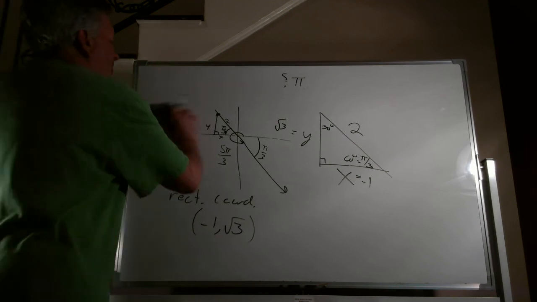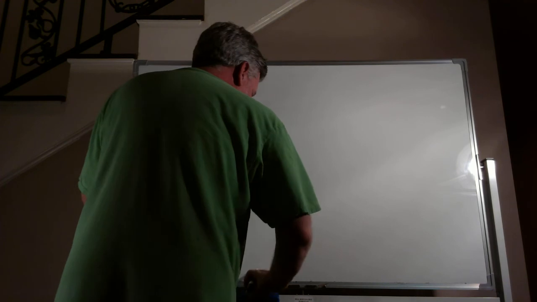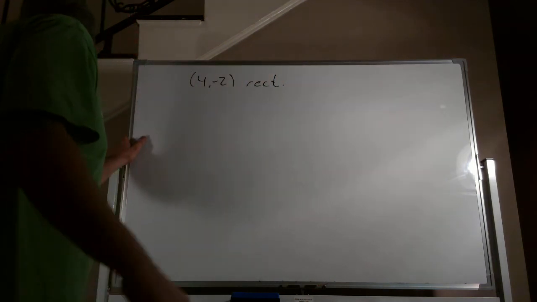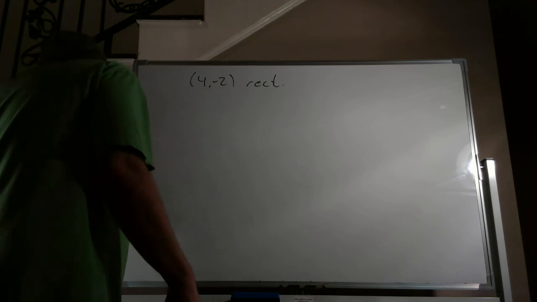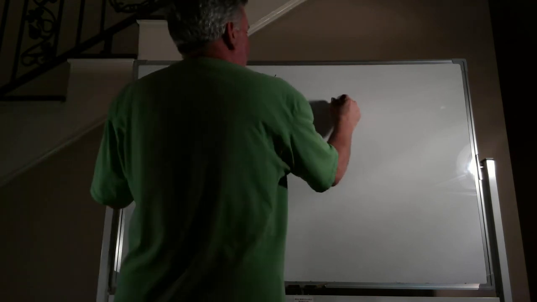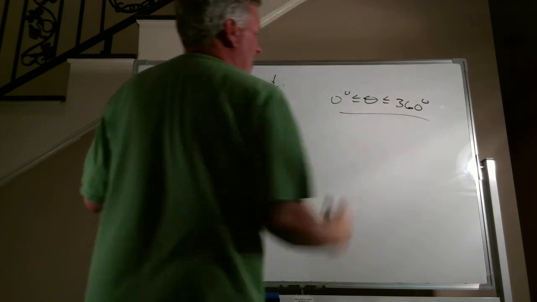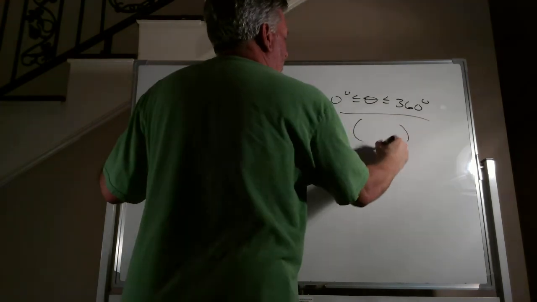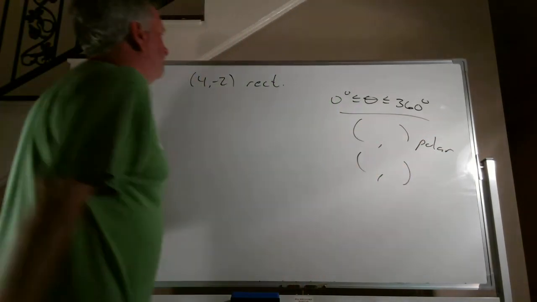Okay, let's go the other way. On the example that we just did, it was polar coordinates to rectangular. Let's do rectangular to polar. So this is rectangular, 4, -2. And the problem says find 2 sets of polar coordinates for this point where theta is between 0 and 360 degrees. So the problem is specifically saying to give your answer in degrees. And they want 2 ordered pairs in polar. So r theta, r theta.